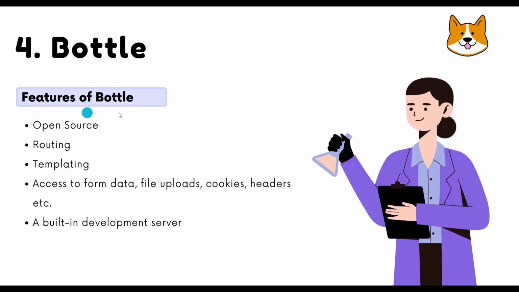When it comes to the features of Bottle, it is open source, easy to use, and it has a concept of routing, templating, and it has access to form data, file uploads, cookies, headers, etc. And it also has a built-in development server. Bottle is perfect for building simple personal applications, prototyping, and learning the organization of web frameworks.